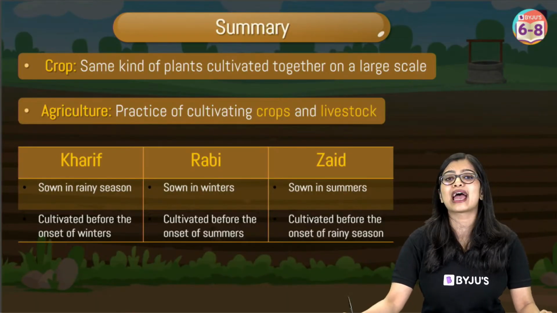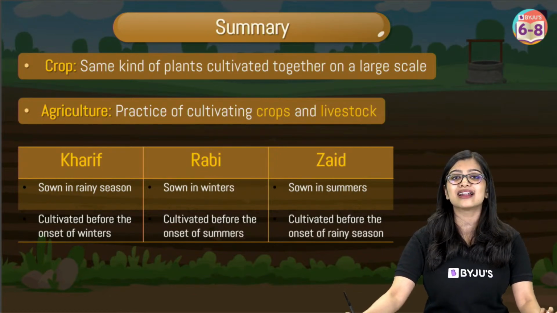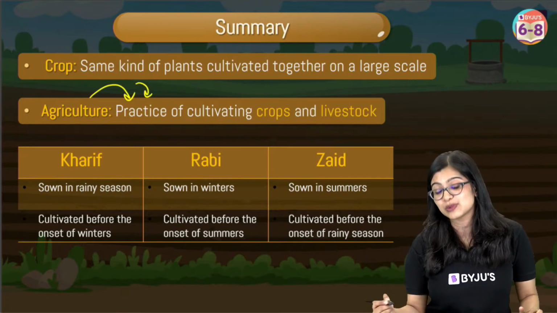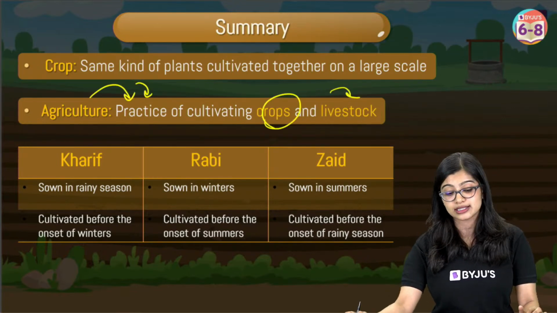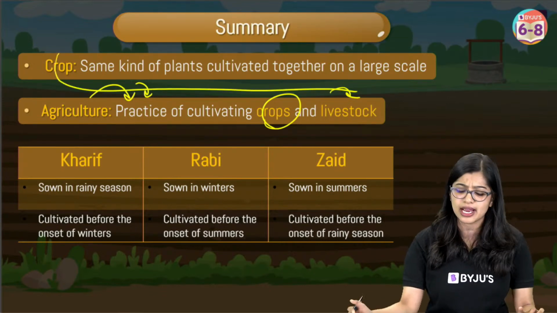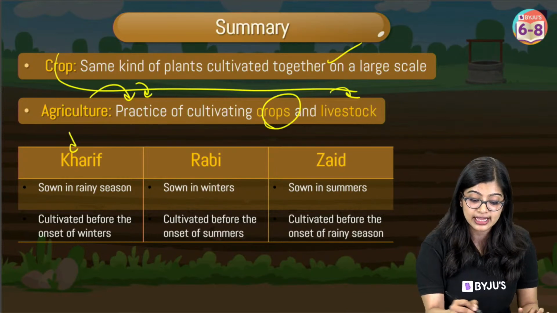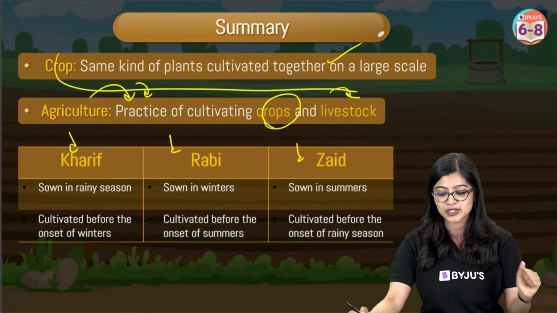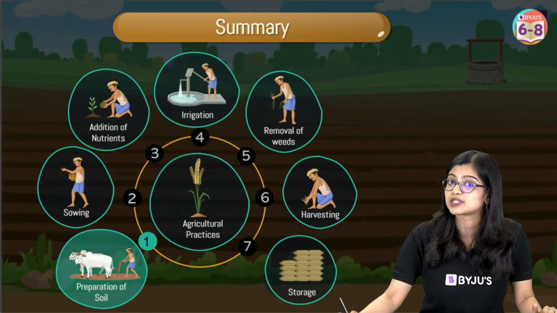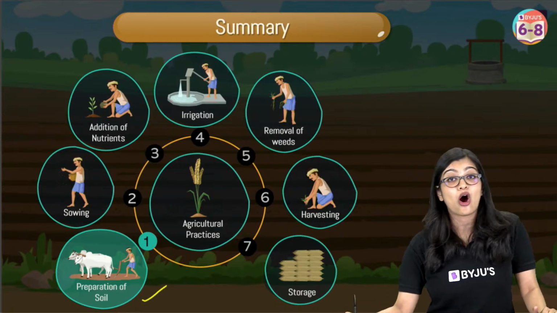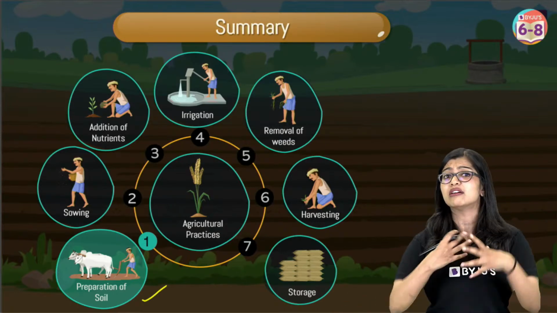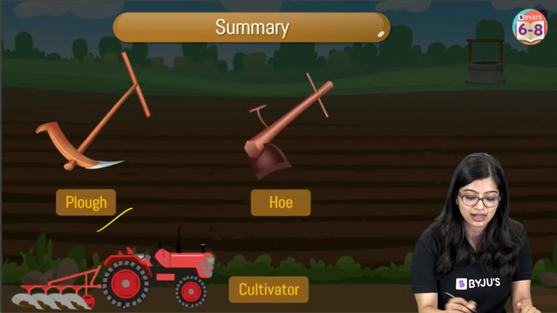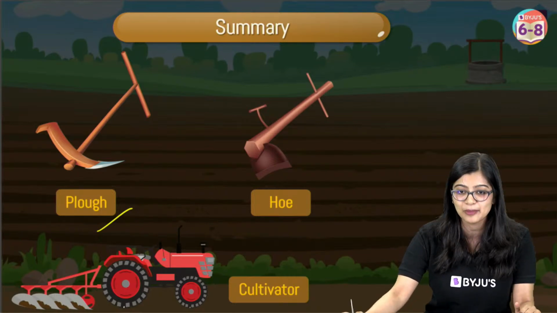So very quickly to recap, we started our session with understanding about agriculture and crops. We know that agriculture is the branch of science that deals with cultivating crops and livestock at a large scale. We have crops which are nothing but the same kind of plants which are cultivated on a large scale. Then of course we have 3 kinds of crops, which are Kharif, Rabi and Zaid crops. Then we learnt about the 7 steps that are involved in agricultural practices, of which we learnt about soil preparation, and why soil preparation was necessary. And then we also learnt about the agricultural tools that are implemented for soil preparation.